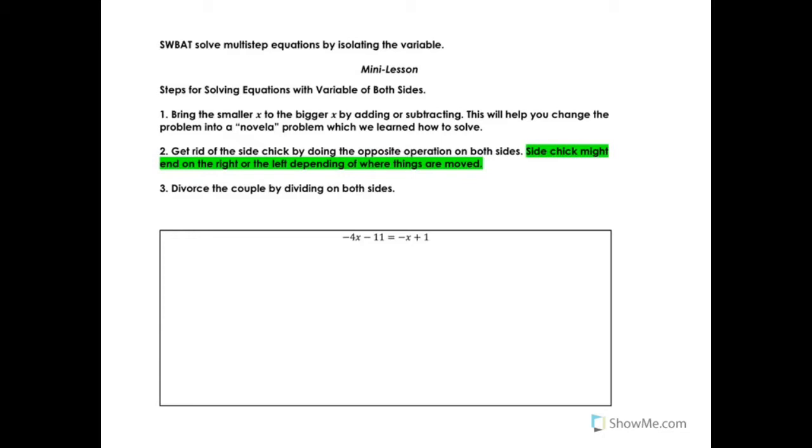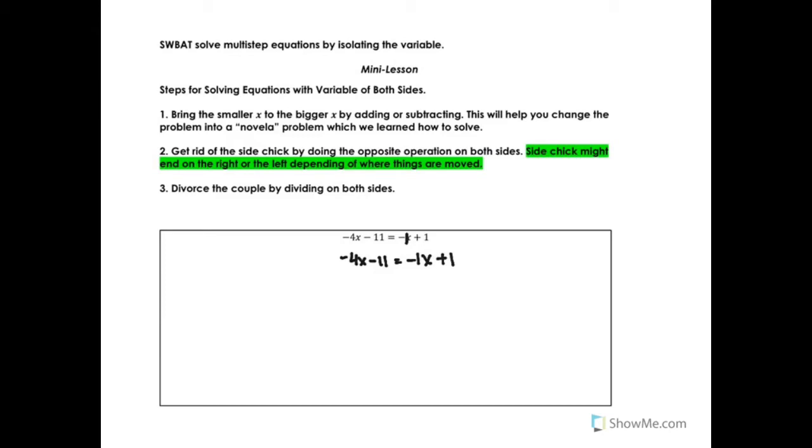The first thing that I'm going to do is look to make sure that in any of my variables there's a coefficient. So I see that negative 4x has its coefficient of negative 4, but I see that negative x is missing its coefficient. And if you remember, anytime you see a variable that doesn't have a coefficient, there's always a coefficient of 1 there. So in this case, the equation that I'm working with is negative 4x minus 11 is equal to negative 1x plus 1.